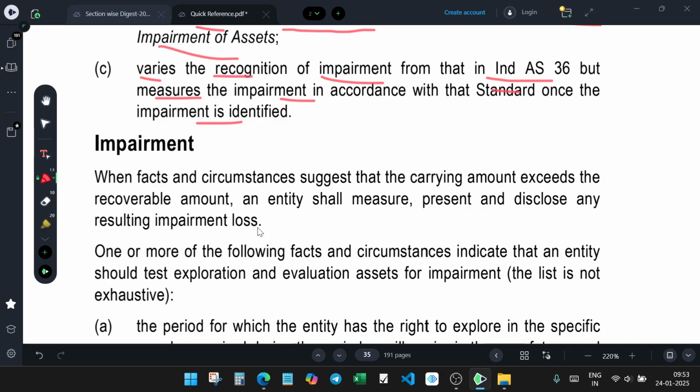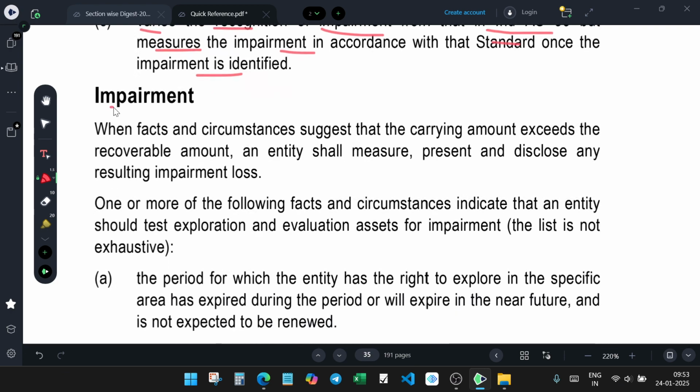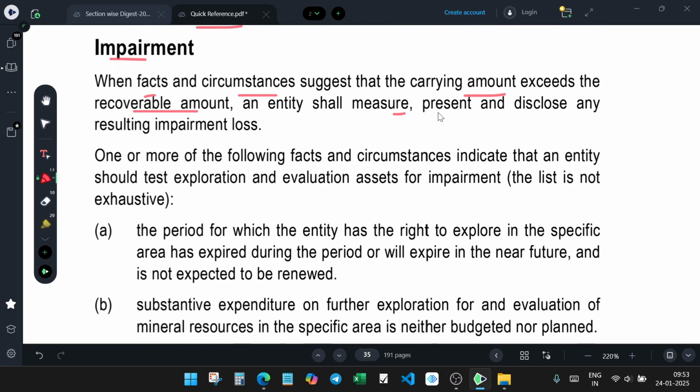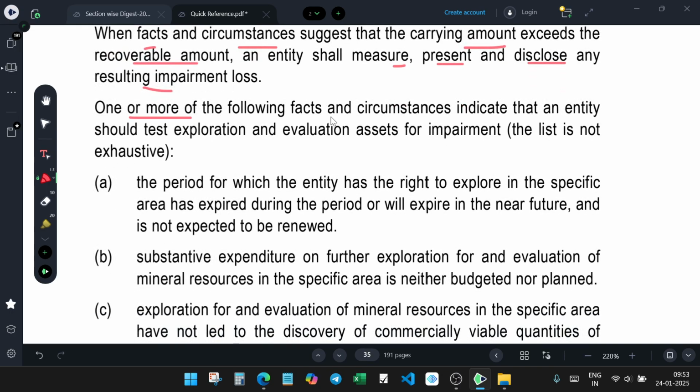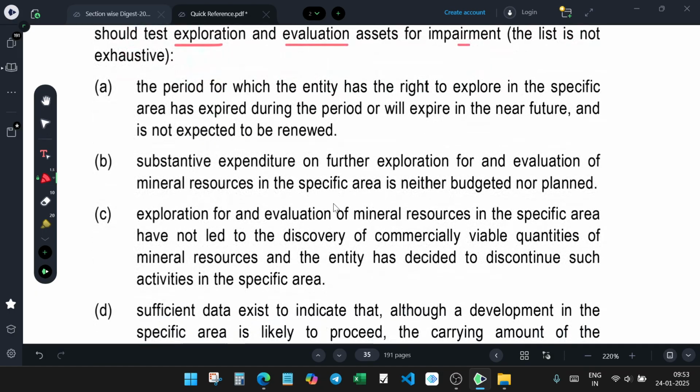Completely. At the end of the fifth year, even if they say we're going to get the license back, we're going to renew the license, whatever asset you booked should be considered as loss. When the facts and circumstances suggest that the carrying amount exceeds the recoverable amount, the entity shall measure, present and disclose any resulting impairment loss. One or more of the following facts and circumstances indicate that the entity should test the exploration and evaluation asset for impairment.